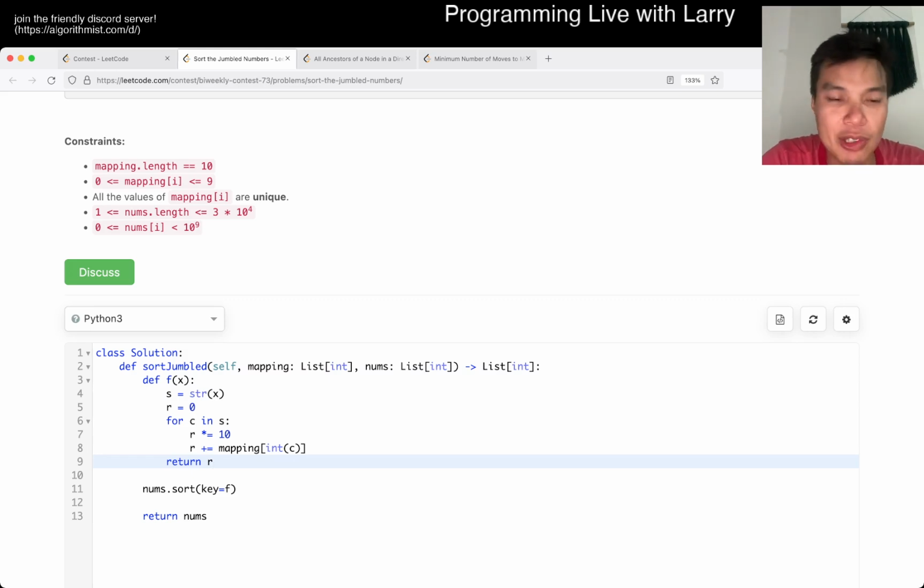So n log n, and of course O of n space, just because that's how sorting works. And you shouldn't do it in place. Maybe in this one, in place makes sense actually. So I don't know. But that's all I have for this one.